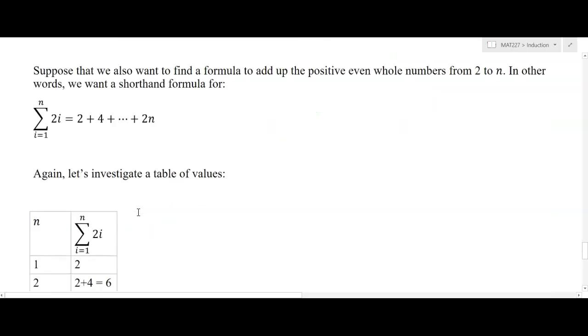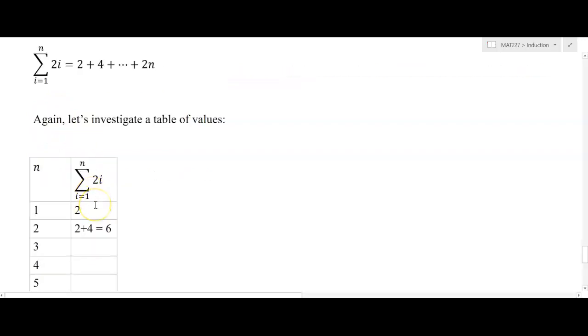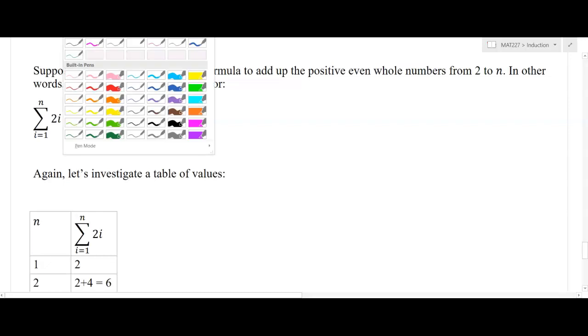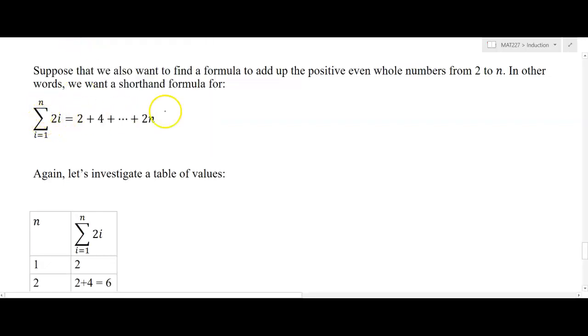Let's take a look at one more investigation. Let's say that we want to sum together the even integers. So now instead of adding together integers of the form 2i plus 1, we just add together integers of the form 2i. So again, with respect to what this sum is actually saying, when you sum together from i equals 1 to n, for i equals 1, we're adding together 2 times 1.